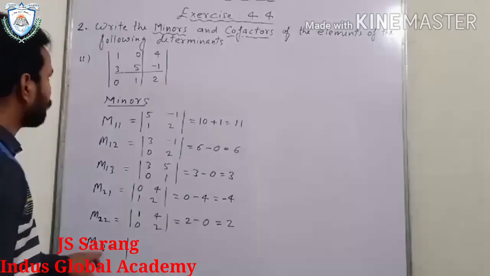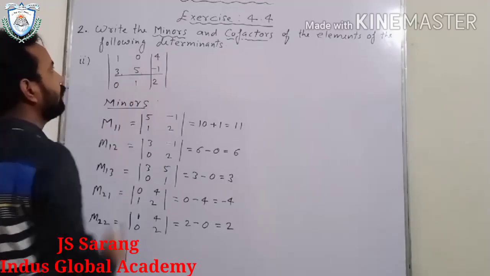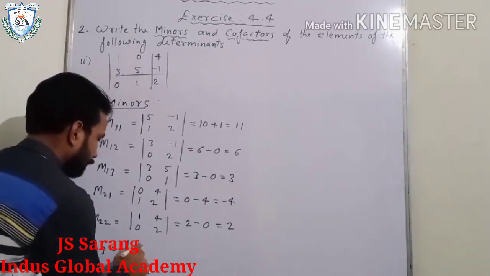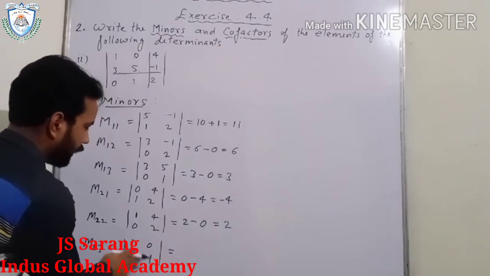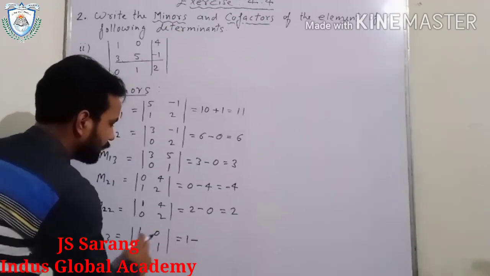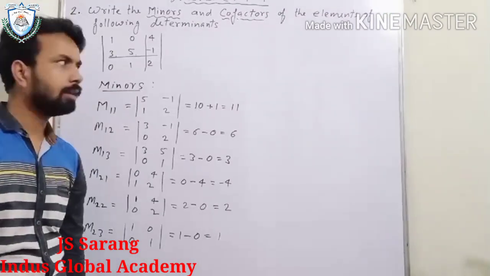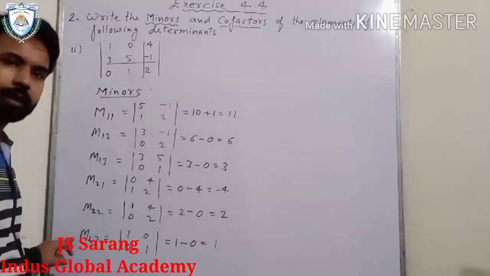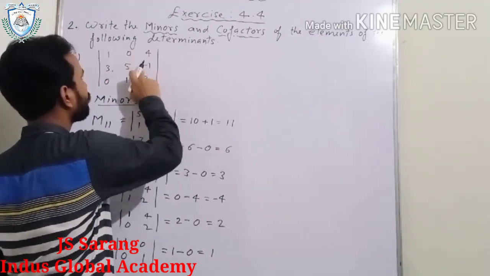M23 means second row, third column. So second row, third column we will hide. What is left? 1 0 0 1. Solve it. 1 into 1 is 1. Minus 0 into 0 is 0. So it is 1. Clear? Now, here all the minors of the second row are completed. Now we have to find the minors of the third row.